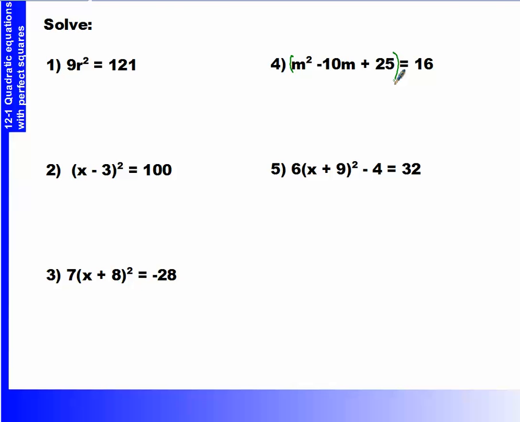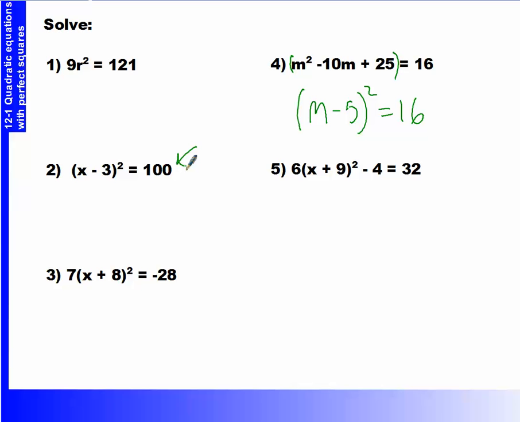Not only is this a factorable trinomial, but this is a square binomial, isn't it? Because negative 5 times negative 5 is positive 25. And negative 5 plus negative 5 is? Oh, yes. So I know this can be factored as m minus 5 squared is equal to 16. Now it looks like this problem here, doesn't it? So then, what do I need to do to both sides to get it equal?